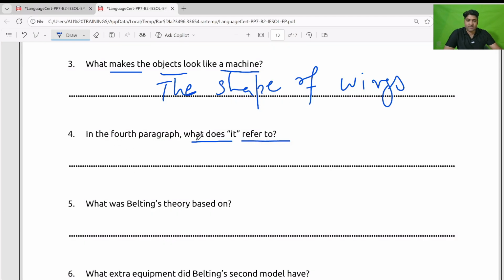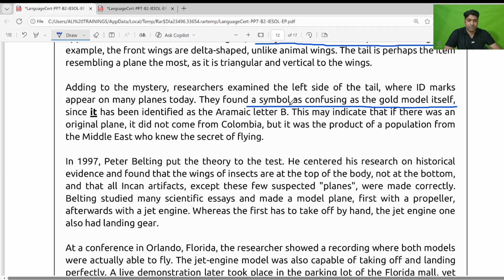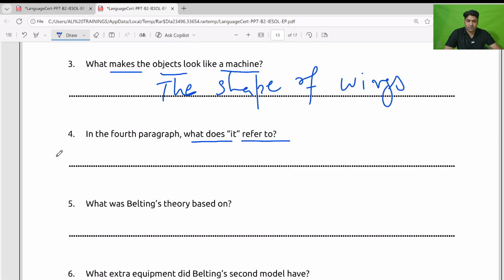So our question was, in the fourth paragraph, what does it refer to? It refers to symbol. The symbol Aramaic letter B. So we will need to write here symbol only. It refers to symbol.